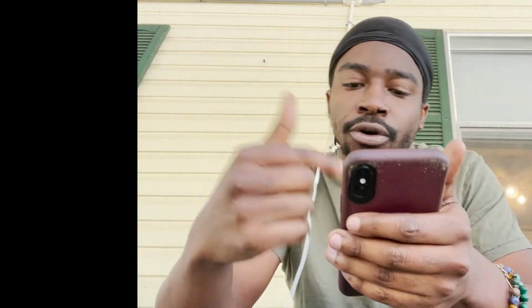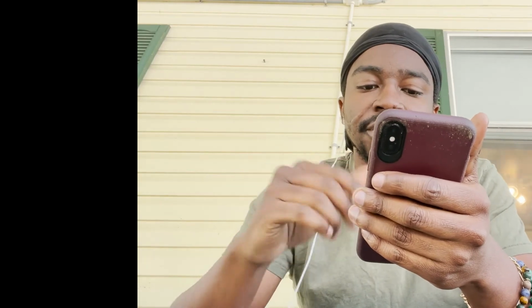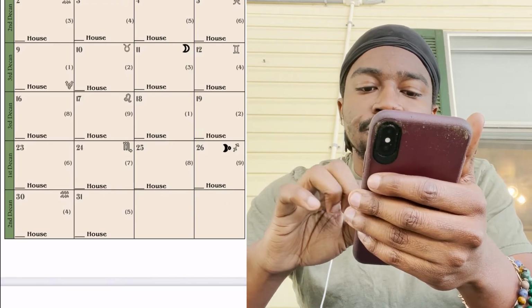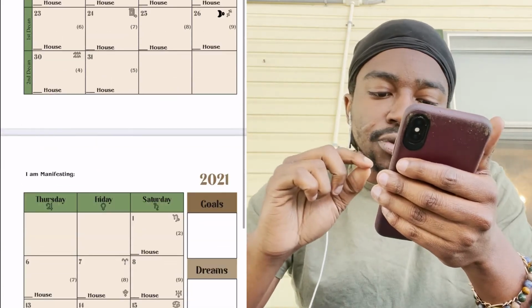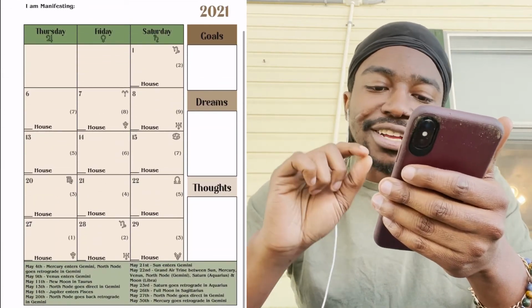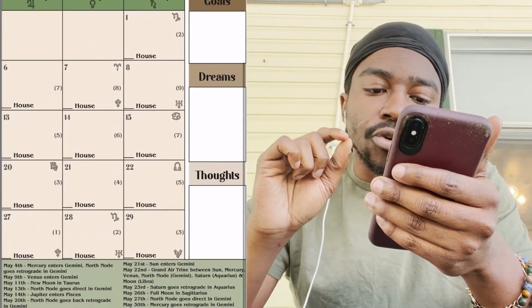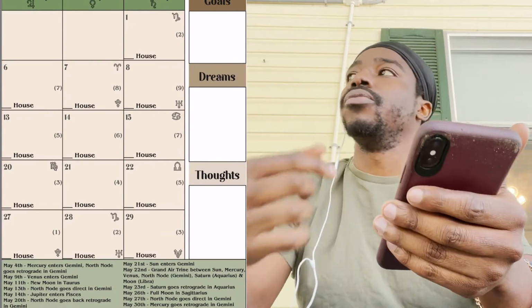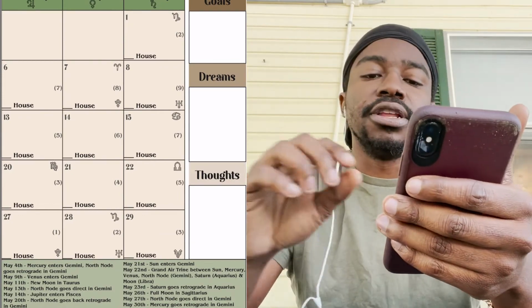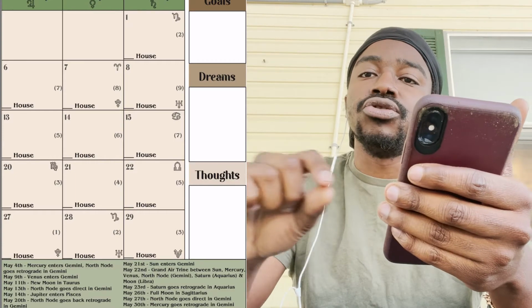And let's go on over to the next page. So of course we have the other half of that calendar, and at the very bottom you'll see that I have certain things listed out, like Mercury enters Gemini, North Node goes retrograde in Gemini. So basically on each day there'll be different transits to let you know.